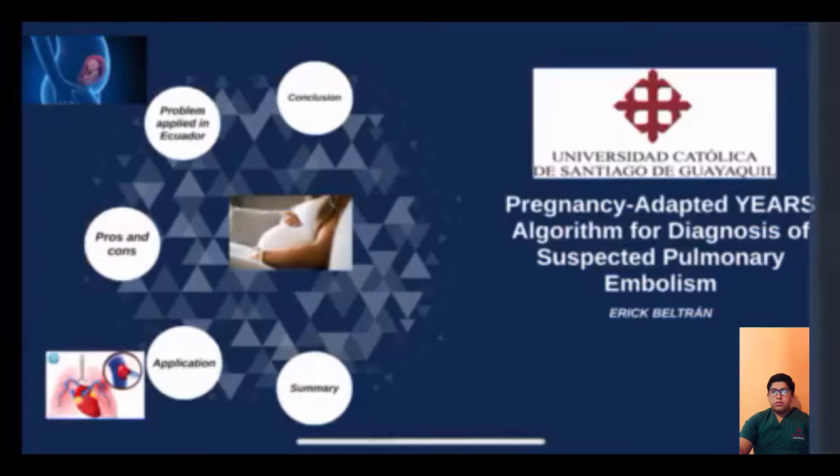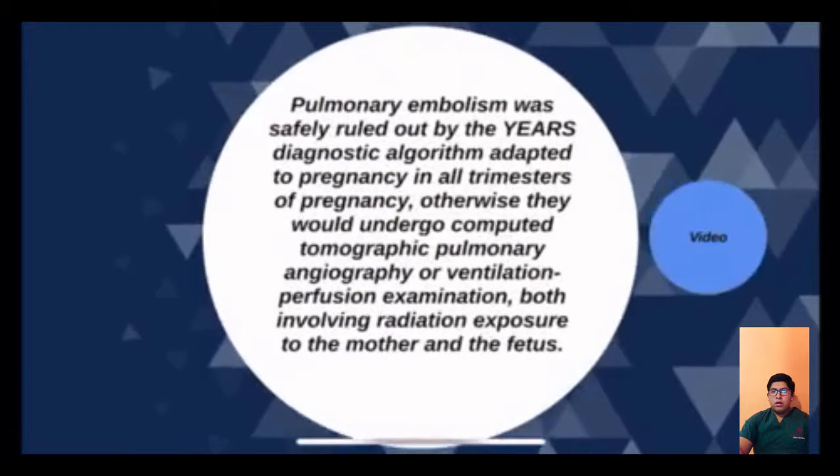Pros and cons. Pulmonary embolism was safely ruled out by the diagnostic algorithm adapted to pregnancy in all trimesters of pregnancy. Otherwise, they will undergo computed tomography pulmonary angiography or ventilation perfusion examination, but involving radiation exposure to the mother and the fetus.